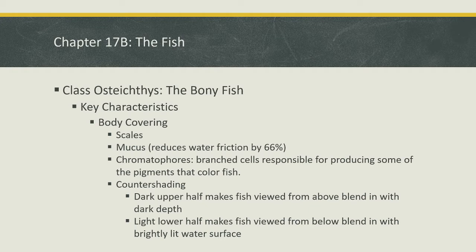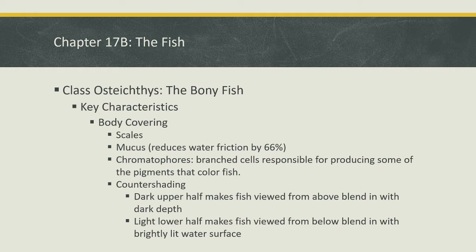All right, so that was chromatophores. Next bullet point, counter shading. So counter shading is where the fish has a darker upper half and a lighter lower half. And what it does is allow fish to better protect themselves from other fish who would want to hunt them, because it makes it harder for them to be seen. But it also makes it easier for fish that are doing the hunting, because, again, it's harder for them to be seen. So we have a dark upper half that makes the fish, viewed from above, blend in with the dark depth.